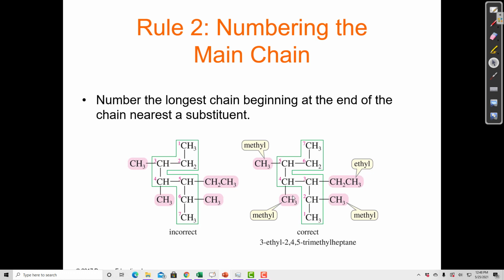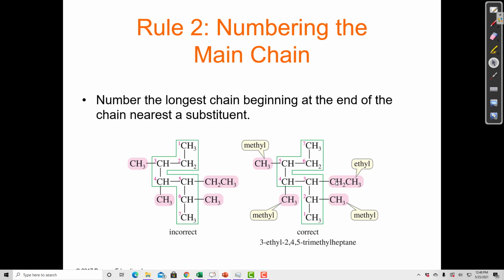So this compound has 1, 2, 3 methyl groups, 3 branches that are CH3 branches hanging off the end. This is not a CH3 branch hanging off the end because this is part of the chain. This is not a CH3 branch because this is part of the chain. But all the other CH3s are part of branches, even this one because it's part of a bigger branch that we call ethyl. So 3 methyls and 1 ethyl. This methyl is at carbon 2. This methyl is at carbon 4, this methyl is at carbon 5, this ethyl is at carbon 3.